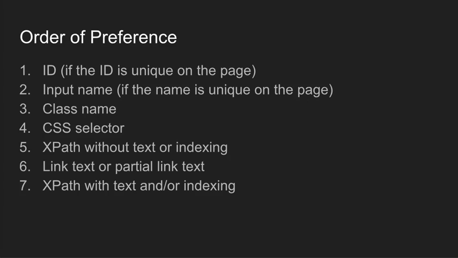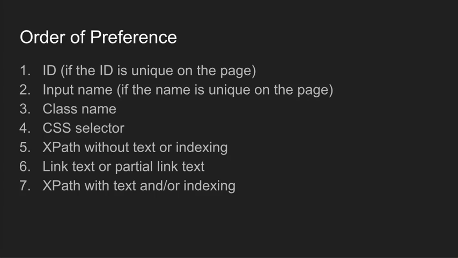If we can't use one of those three, then we move forward to try more advanced locators. If we can, we should try to use a CSS selector, followed by an XPath, but avoid using text or indexing for anchors. If that doesn't work, we can try to fall back on a link text or partial link text. And if all else fails, we can always use an XPath with text and/or indexing as an anchor.